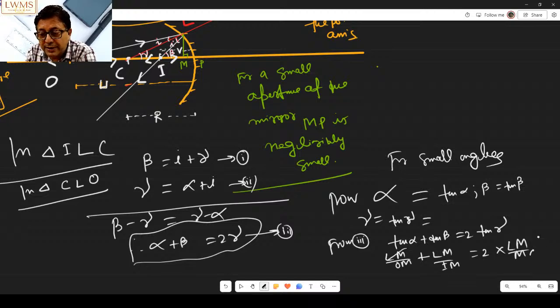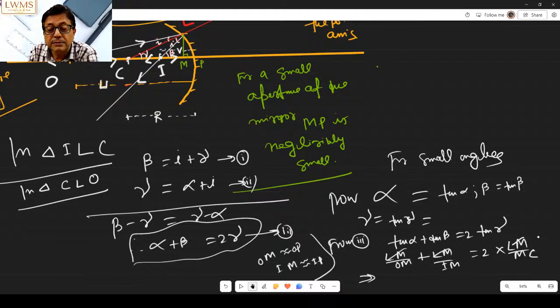Now this LM factor is common, you cancel. Okay? 1 by OM, the distance: M and P are very close, I told you. So OM is approximately OP. IM is approximately equal to IP. You substitute the values. 1 by, now the problem arises.